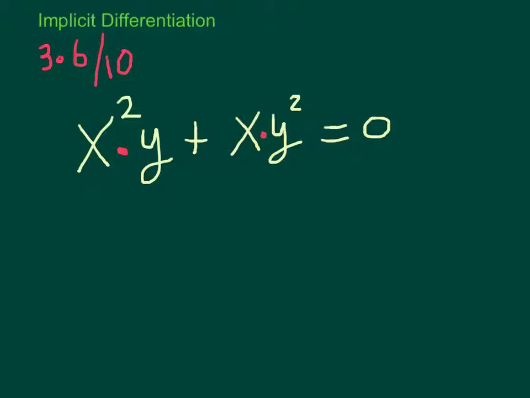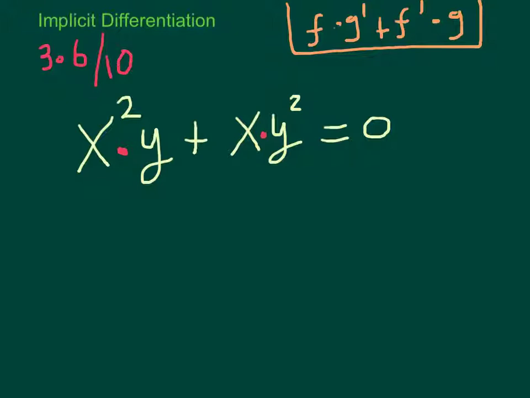So remember, the product rule says that f of x, first f, times g prime plus f prime times g of x. So that's our product rule. We're going to apply it to our problem. We're going to have f of x, which is this x squared. We're going to write it down as x squared, which is f of x.